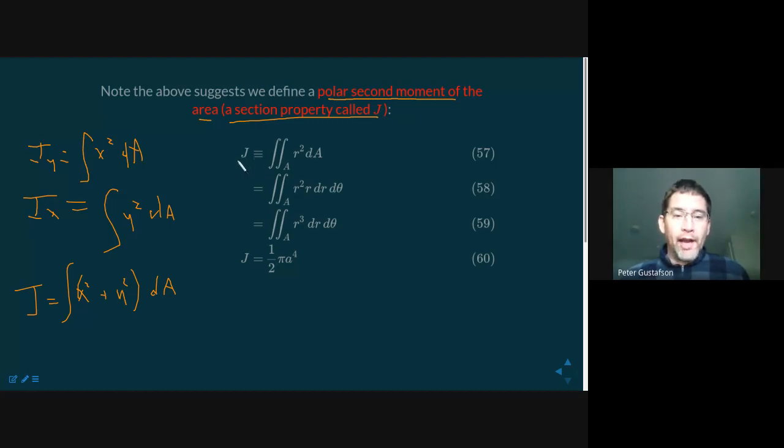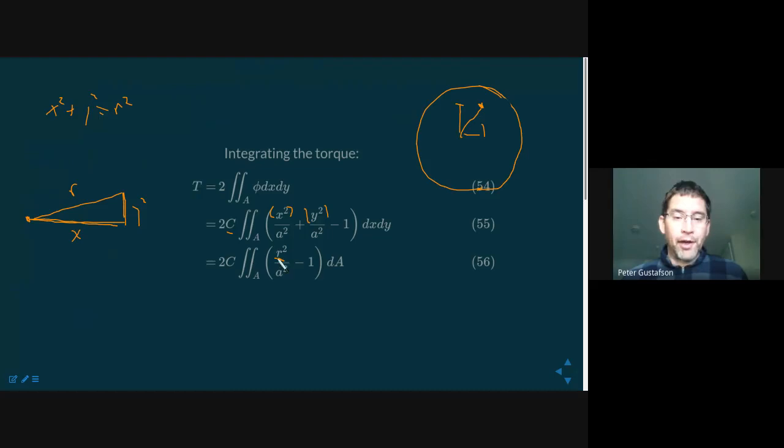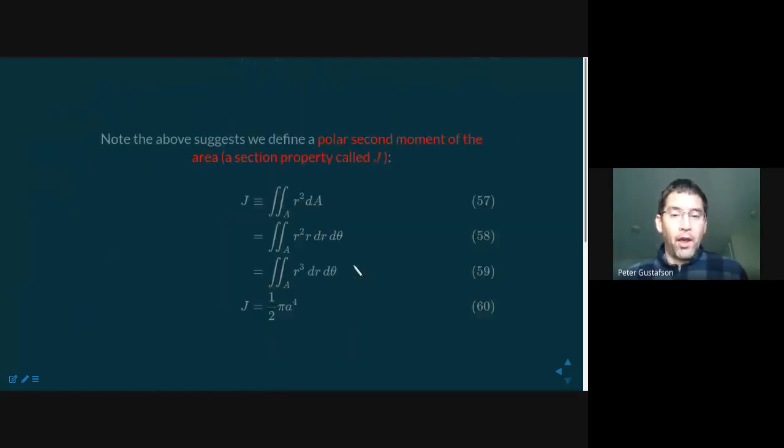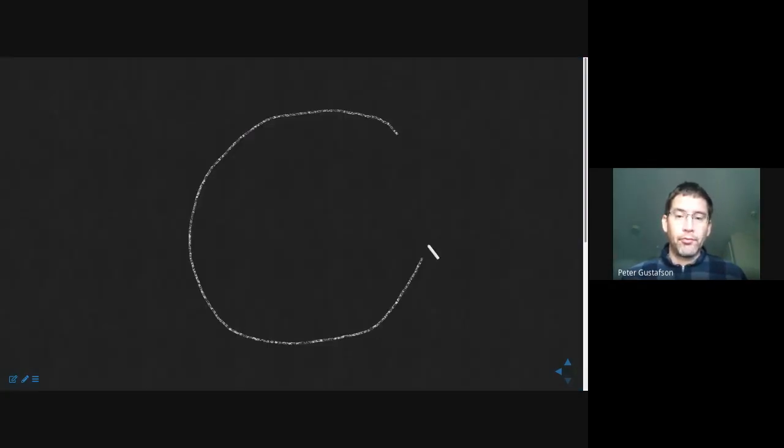Anyway, what does it look like? J is defined as the integral of r squared dA. And it fell out of this computation because it's only a portion of it. But here in this integral, we have the integral of r squared dA. Now keep in mind, let me go to the blackboard here for a minute. We're going to do a change of coordinate system. And I'm going to instead go to an r theta coordinate system.